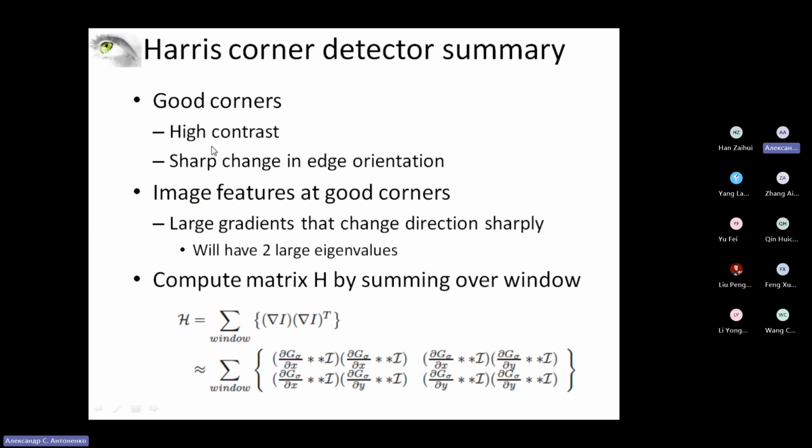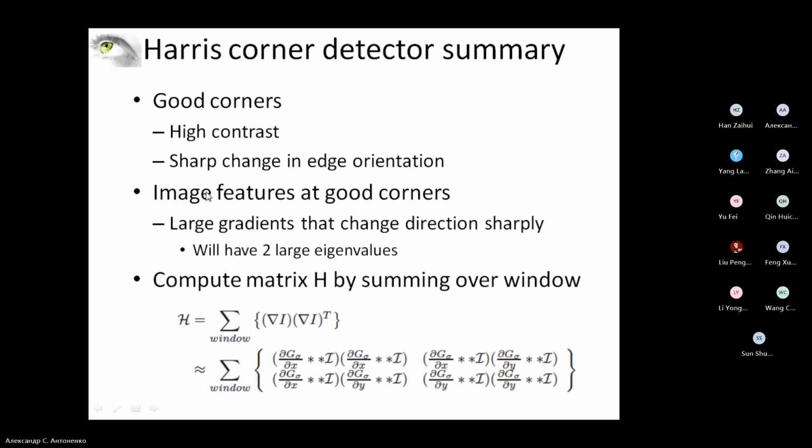So we can say that the Harris corner detector gives good corners with high contrast and sharp change of intensity. Image features at good corners means that we have large gradients that change in two directions, so we have two large eigenvalues. We can compute this matrix and find the corner response function.